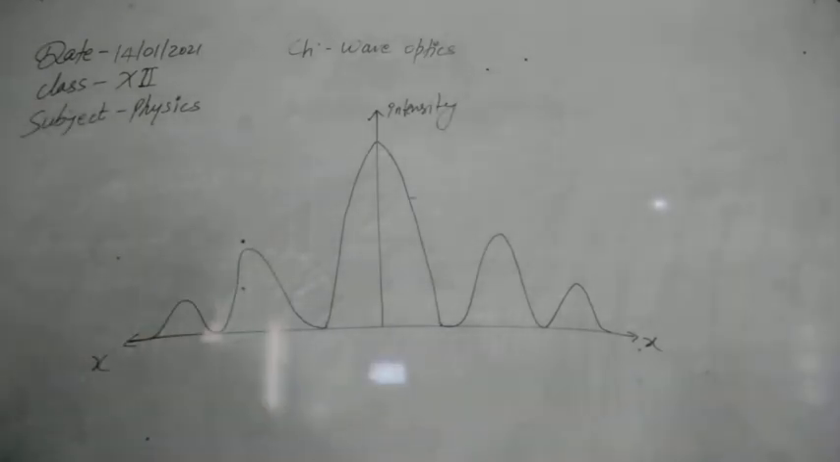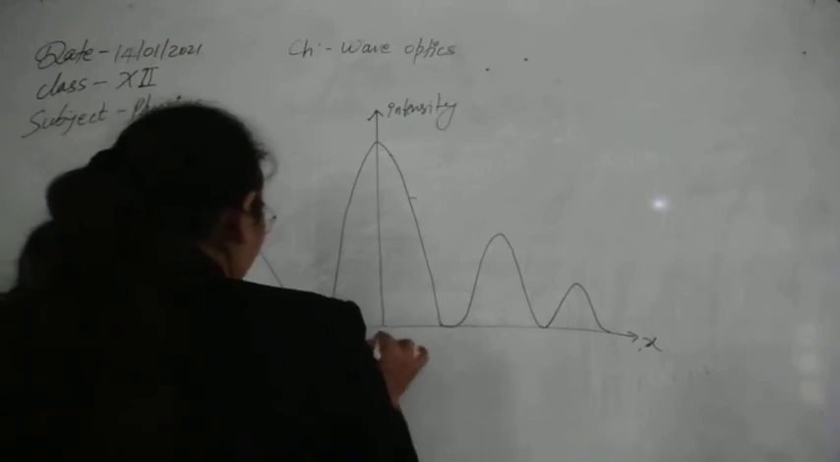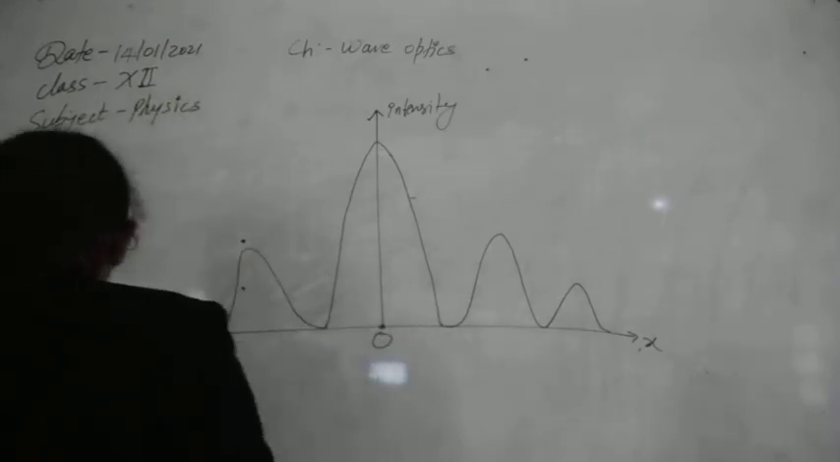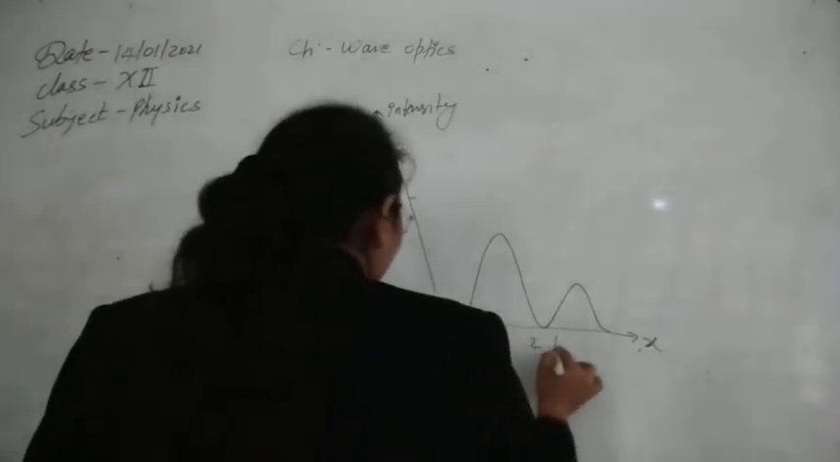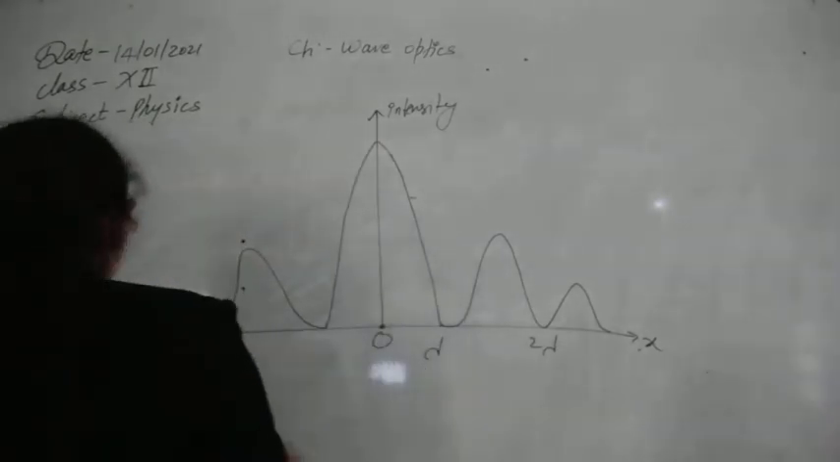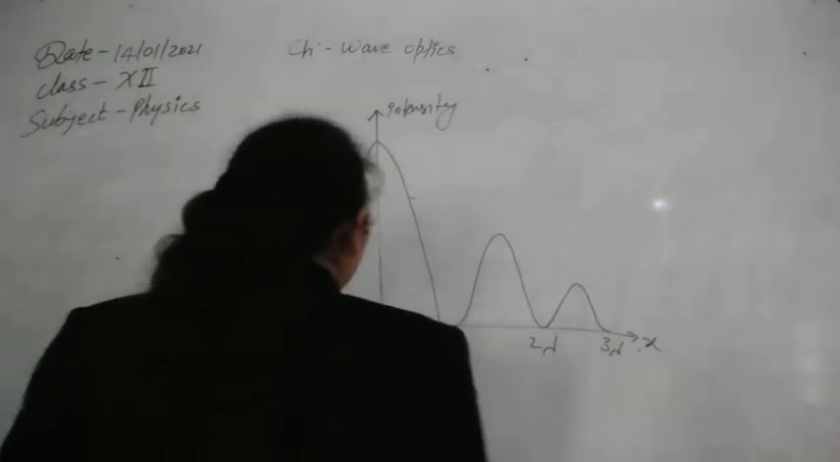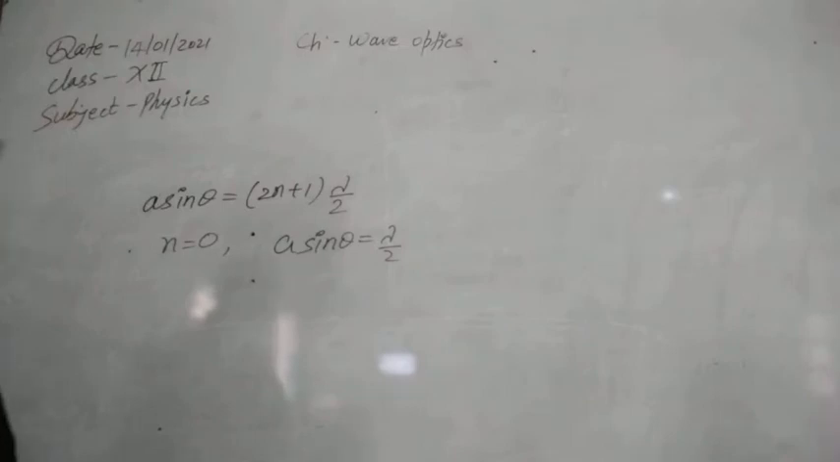Suppose this point is O, which we have taken as the central maxima. Then this is lambda distance, 2 lambda distance. Similarly, this is now 3 lambda. This is equal to now this value.